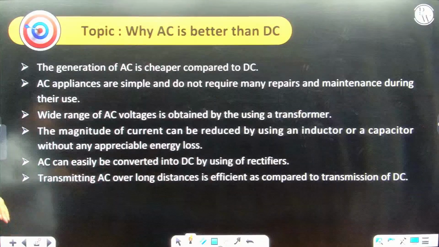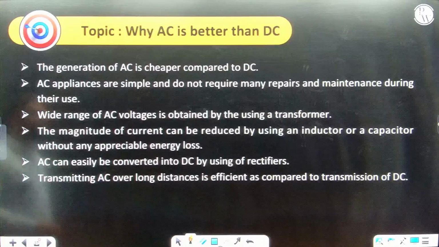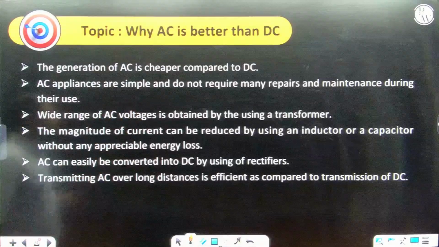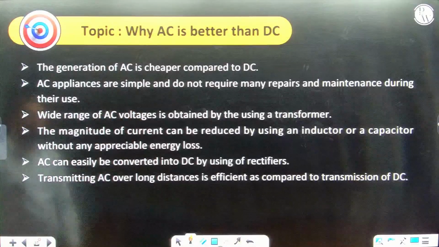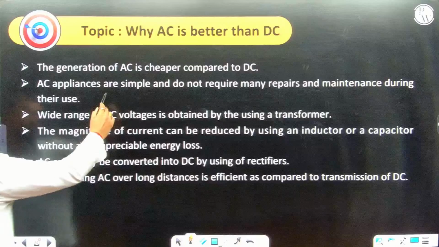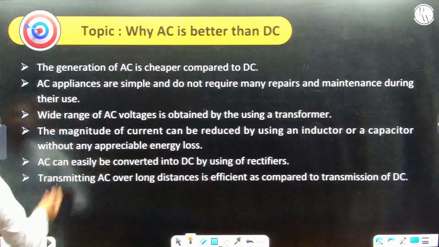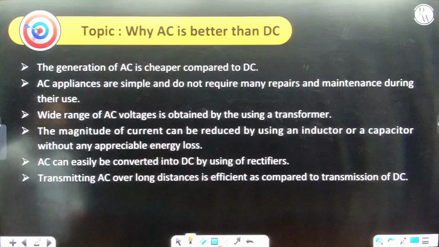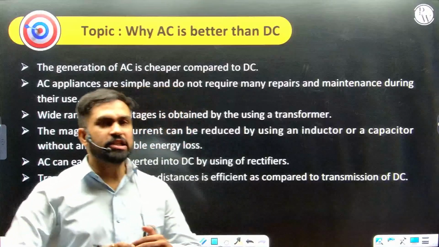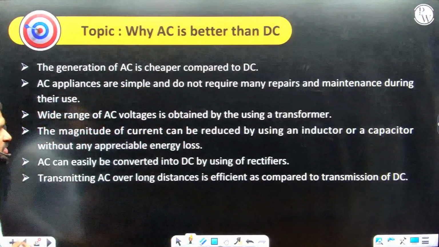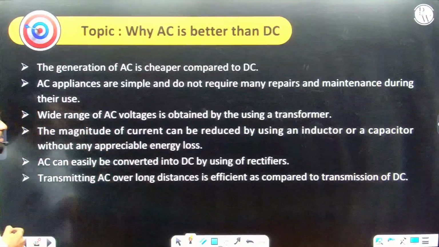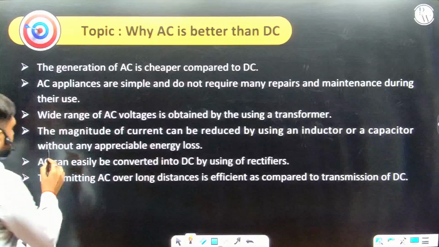Some important points on why AC is better than DC. You should always go through these little theory points. Generation of AC is much cheaper as compared to DC. The EMI we just saw, electromagnetic induction, gives us AC current, alternating current. AC appliances are simple and do not require many repairs and maintenance. Great. A wide range of AC voltages is obtained by using a transformer. Transformer is again a very important device which can step up or step down the voltages, giving us flexibility to use and transport. The magnitude of current can be reduced by using an inductor or a capacitor without any appreciable energy loss.